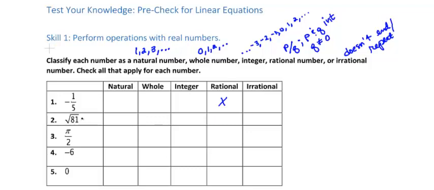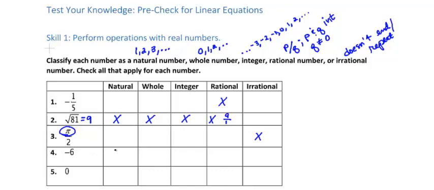But the square root of 81 simplifies to be 9, so it is a natural number. It is also a whole number. It is an integer. And it is rational because 9 is equivalent to 9 divided by 1, so we can write it as a quotient of two integers. Pi divided by 2 contains pi, which is an irrational number, so pi divided by 2 is also irrational.